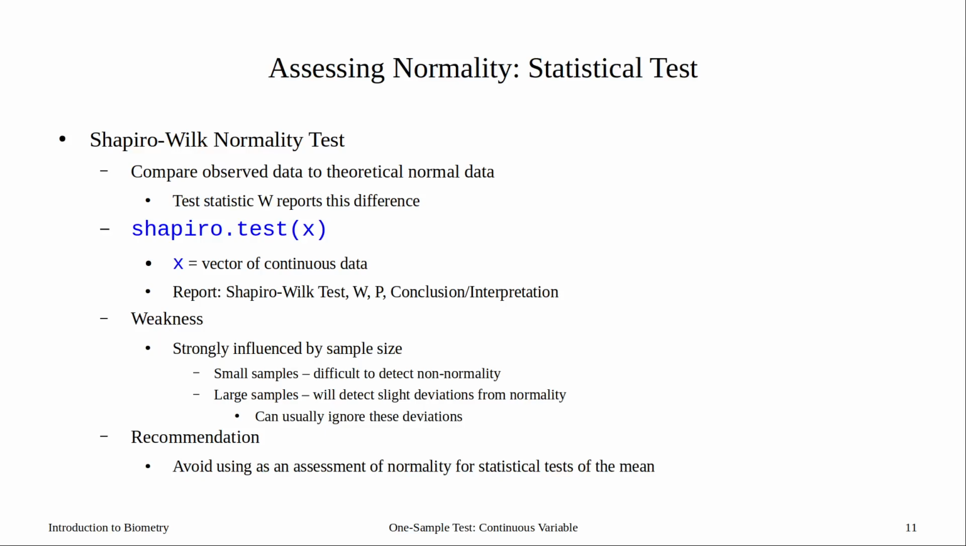What the Shapiro-Wilk normality test is doing is comparing our observed data to theoretical normal data. It then generates a test statistic W that quantifies the difference between our observed and what we would expect if data were actually normally distributed. Now this W ranges from 0 to 1. If it is 1, it's perfectly normal according to the Shapiro-Wilk normality test, and then as we become non-normal, the value gets smaller and smaller.